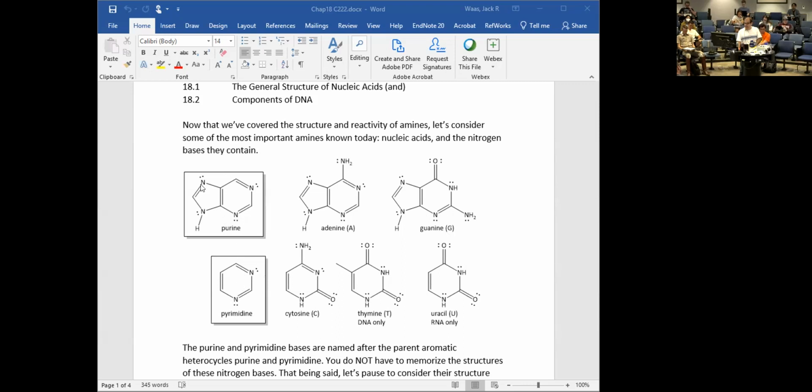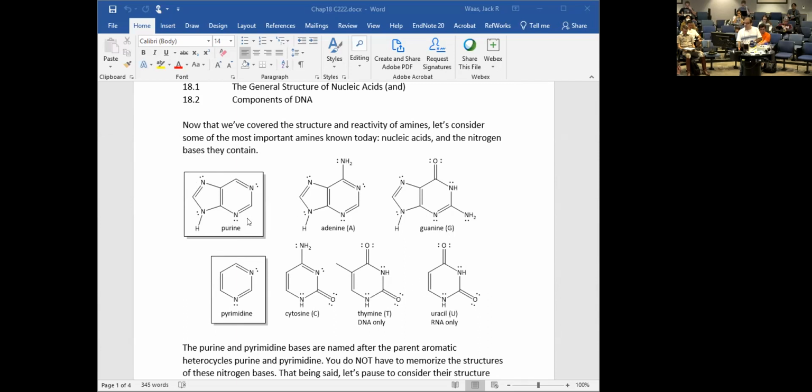In fact, in purine, it turns out to be this nitrogen over here that's especially alkaline. It's even a little bit more alkaline than pyridine. And in pyrimidine, I would say they're equally alkaline. They're pretty much equivalent nitrogens. So that's why they're called nitrogen bases.